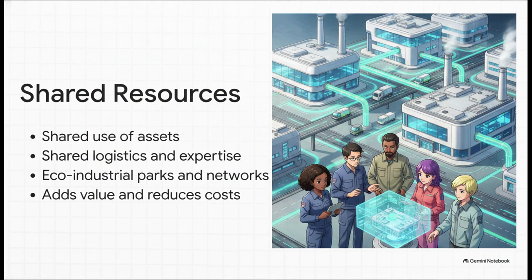But it's not just about running a wastewater pipe from one building to the next. Industrial symbiosis also includes the shared use of assets, shared logistics, and shared expertise. By grouping together in these eco-industrial parks or networks, these businesses pool their resources to add immense value and reduce costs across the board. They literally survive and thrive together.